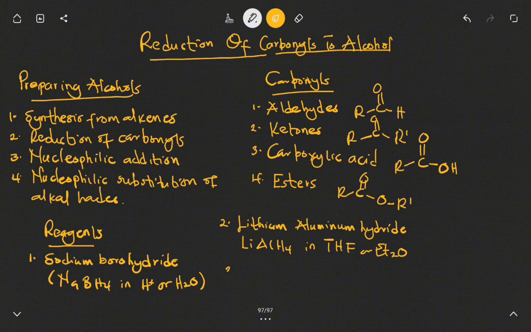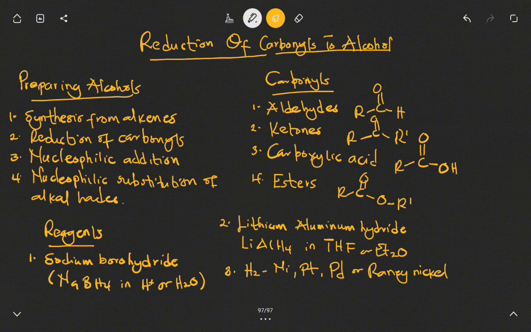And one more, we can also do catalytic hydrogenation with hydrogen gas, or we use metals like nickel, platinum, palladium, or what is commonly known as Raney nickel. So these are the main reagents that we can use to reduce carbonyls to alcohol.